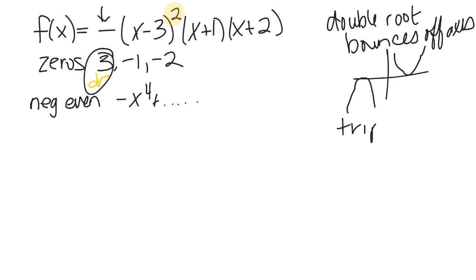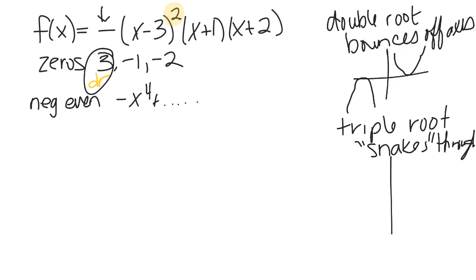A triple root, I like to say, snakes through. So all odd roots are going to pass through the axis, but the odd exponents that are higher than 1 are going to kind of make this snaking motion as it goes through the points, or it might do it on its way down. And it's called an inflection point because it changes concavity. It changes from concave up here to concave down, or concave down to then concave up. So it's actually called an inflection point.